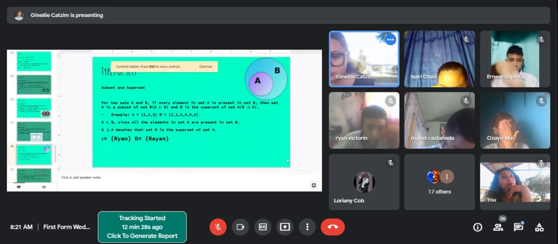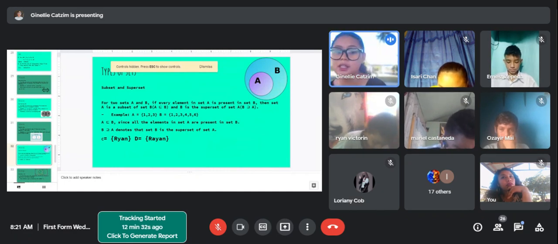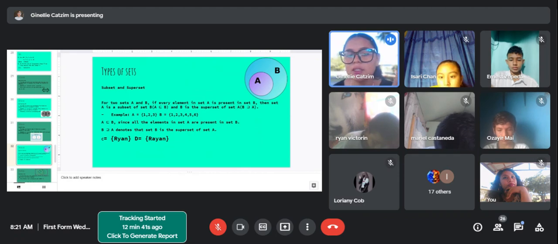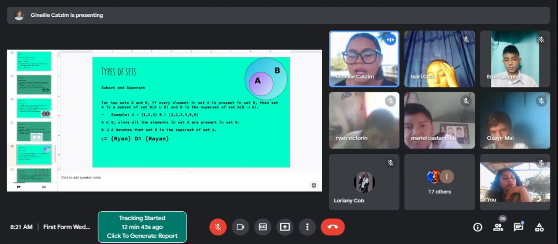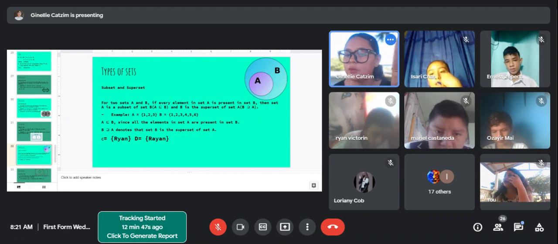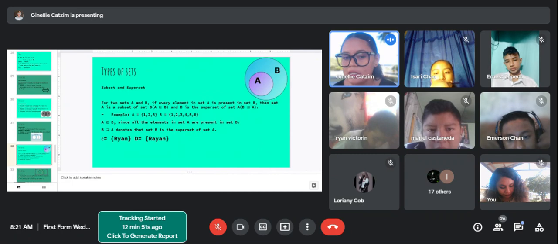Okay. I have set C equals Ryan and set D is also equal to Ryan, but they have different spelling. We could see that all the elements in set C form part of set D, right? We can find all the elements in set C in set D. Am I correct?